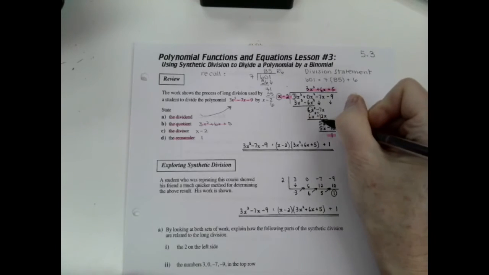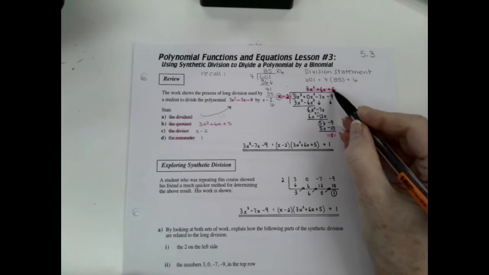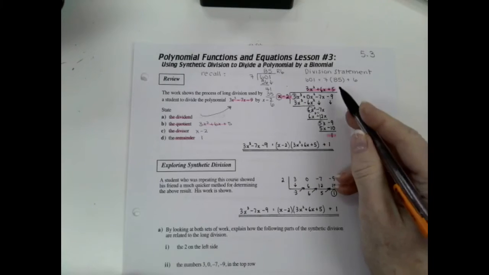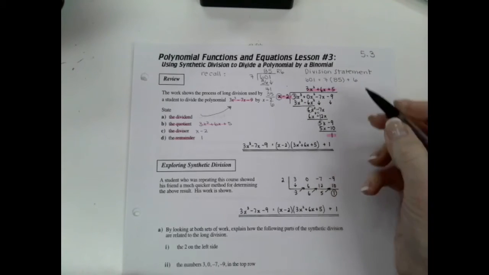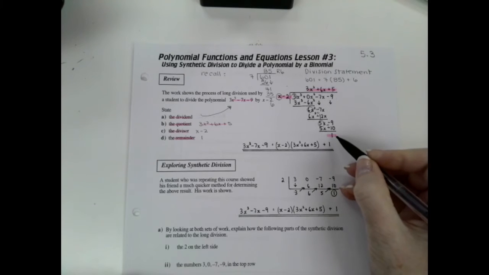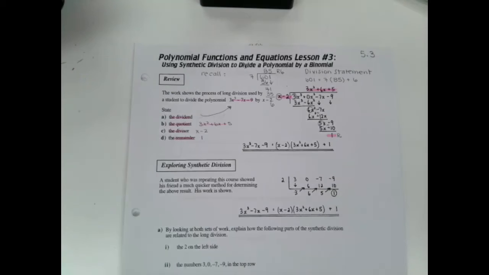And start again. So 5x divided by x is plus 5. 5 times x minus 2 is 5x minus 10. Subtract, so adding the opposite, and we end up with a remainder of 1. So in synthetic division, what they've done is shorten that process.